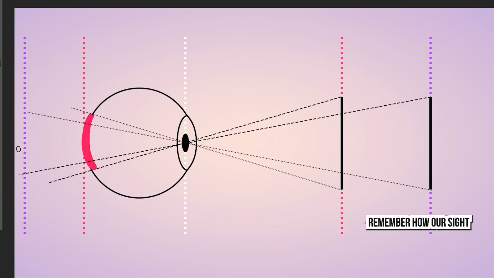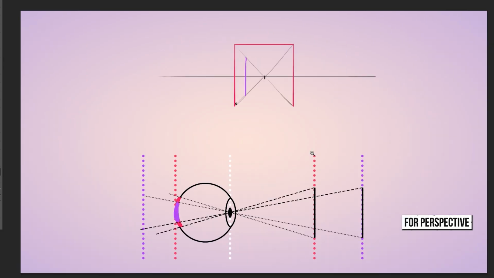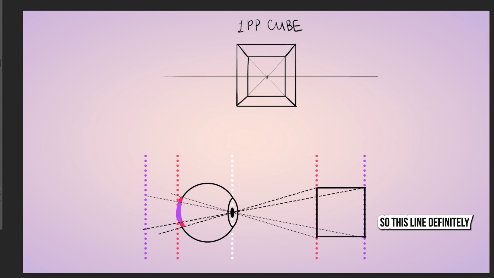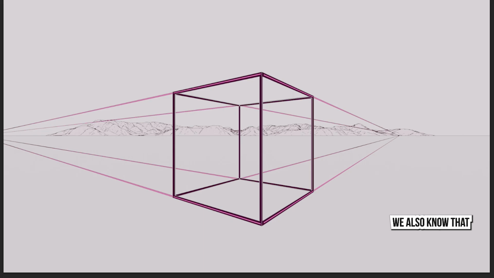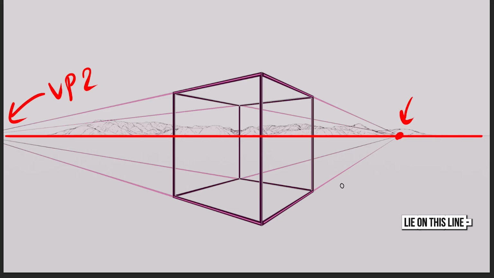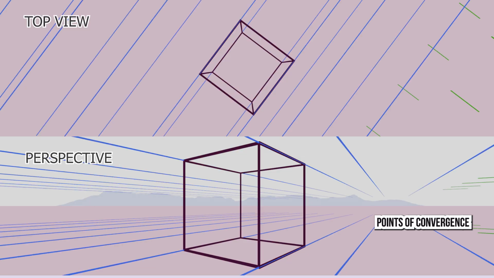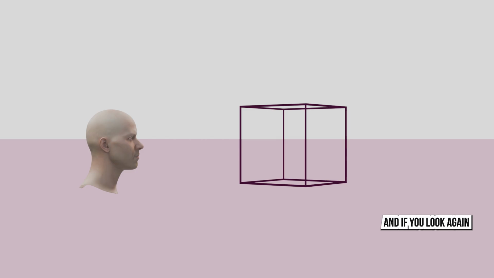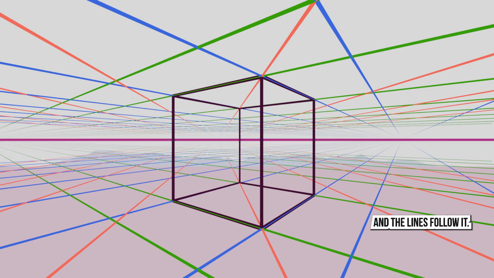What is it then? Remember how our sight is the reason for perspective convergence. So this line definitely has a connection with it. We also know that vanishing points lie on this line, points of convergence for all parallel lines. And if you look again at the example, we'll see those parallel lines are aligned with the direction of our view. Change the angle of that direction and the lines follow it.